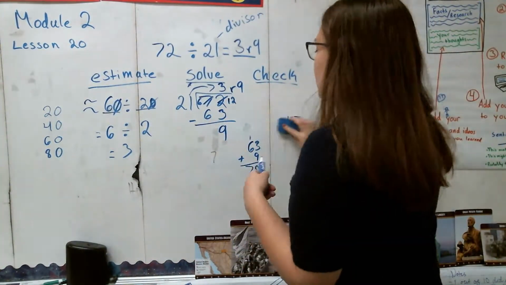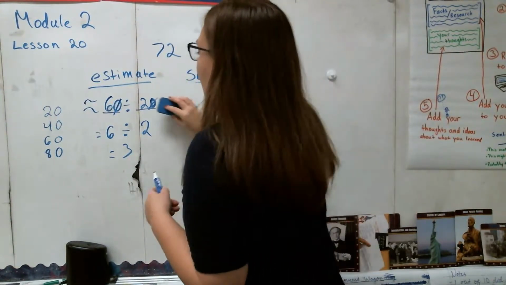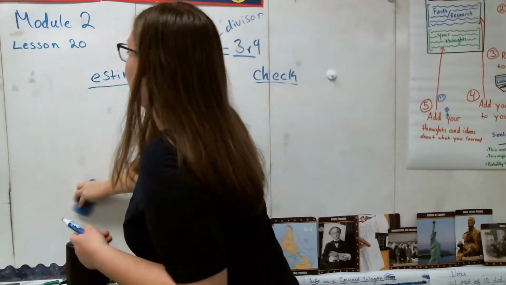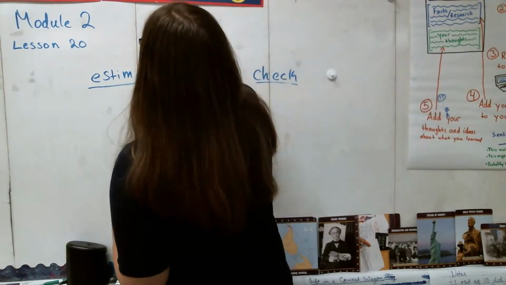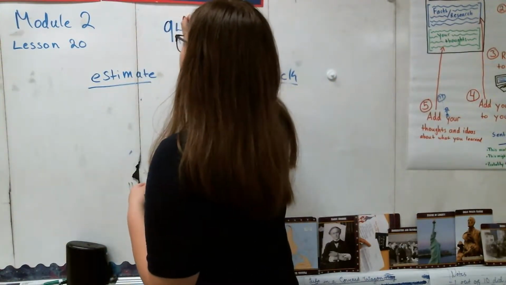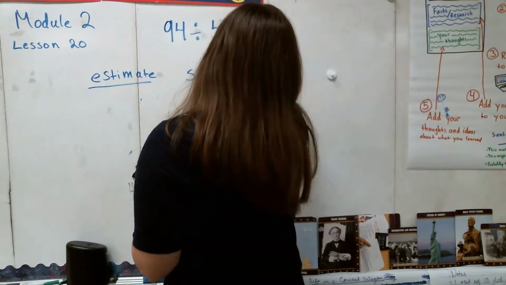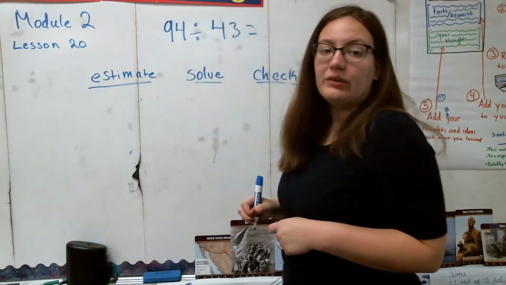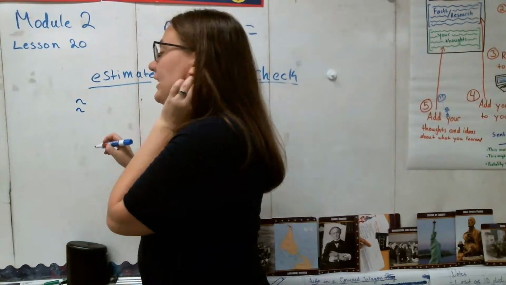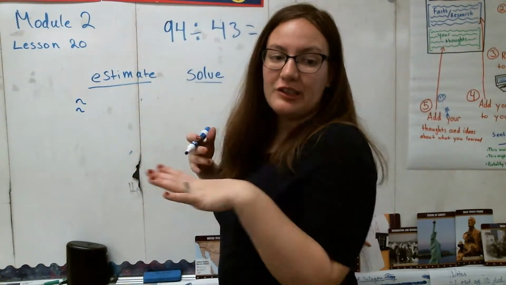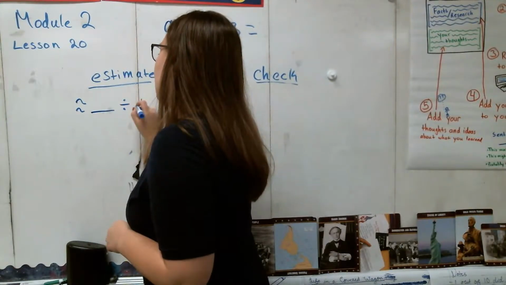We're still going to be estimating, dividing, and checking, but we're going to have some different types of numbers to work with. So we're now going to be doing 94 divided by 43. So let's go ahead and start estimating this problem. So remember, I have the little squiggly lines, so that lets me know that my answer is going to be about this much. I have a space divided by another space.